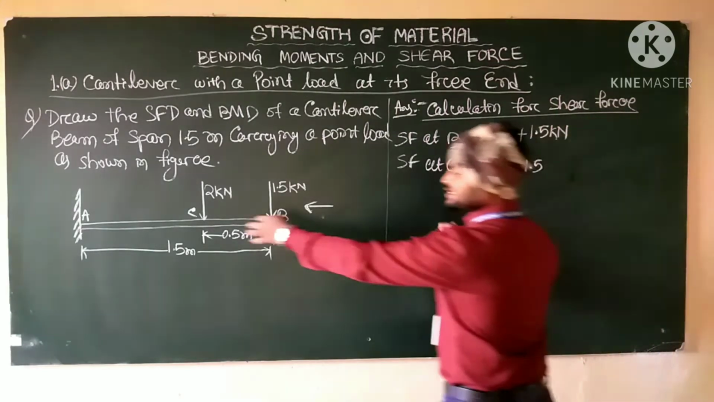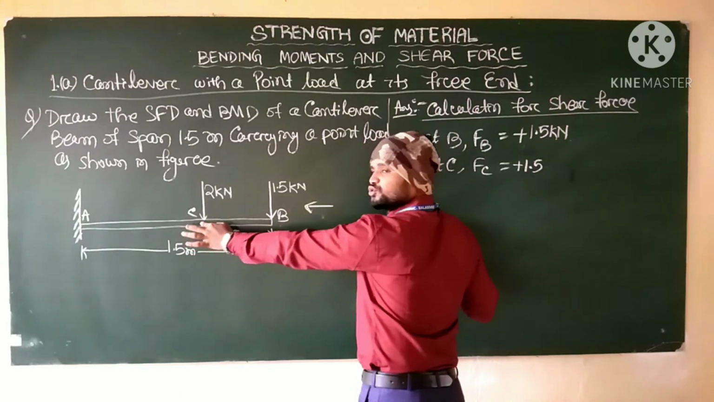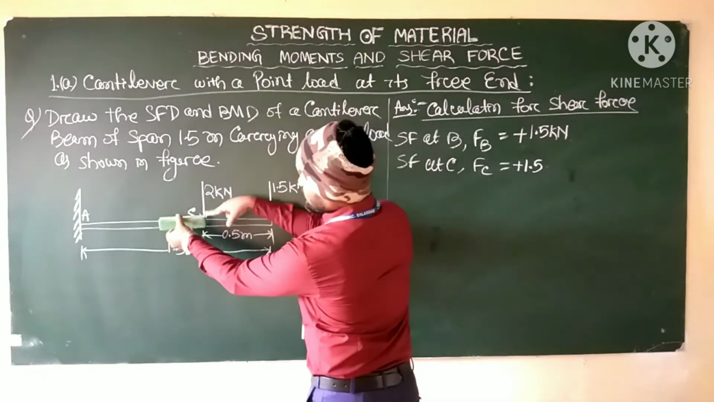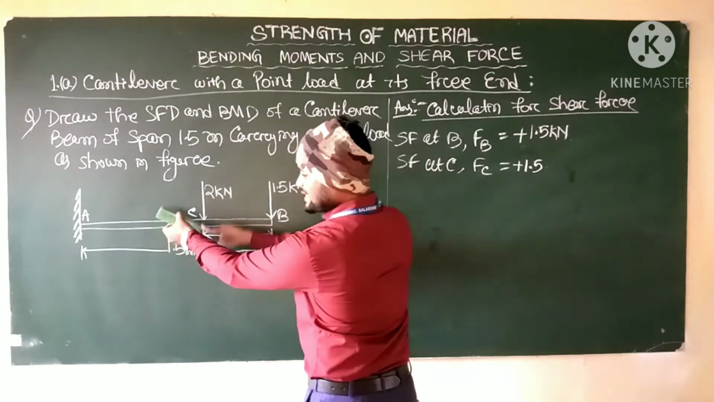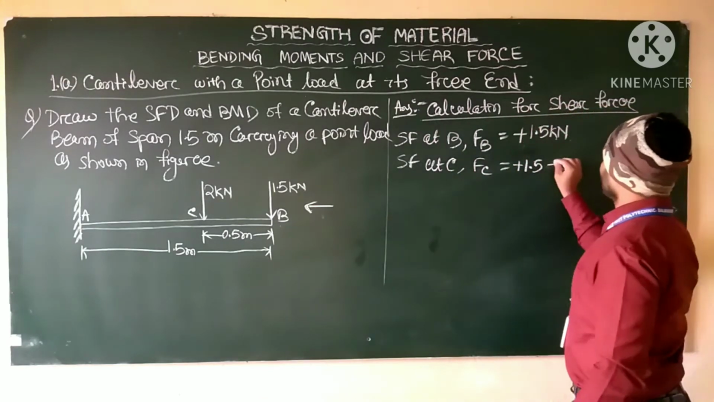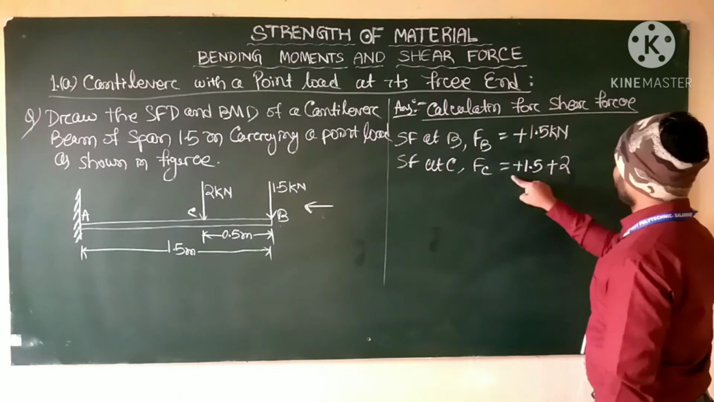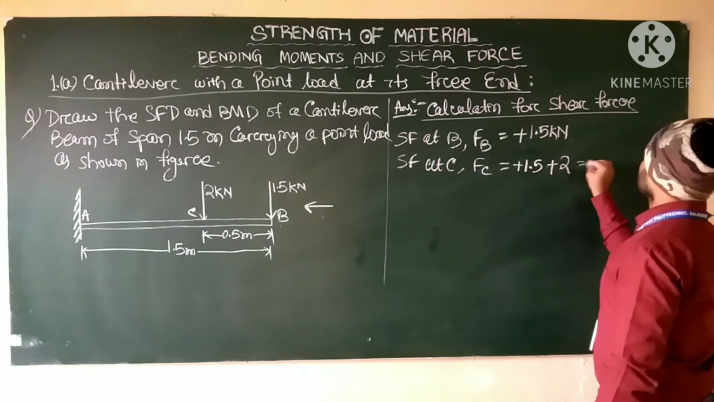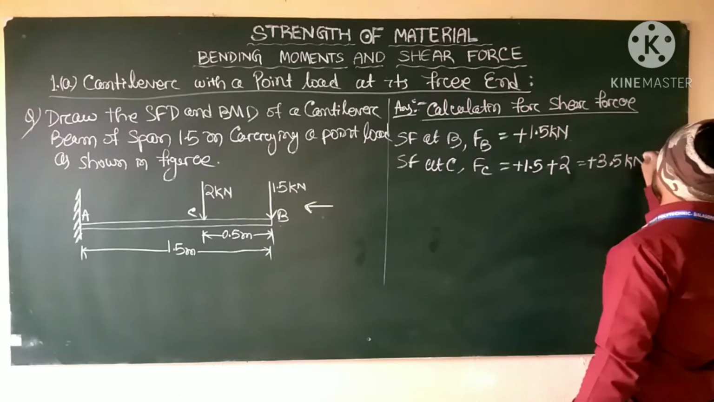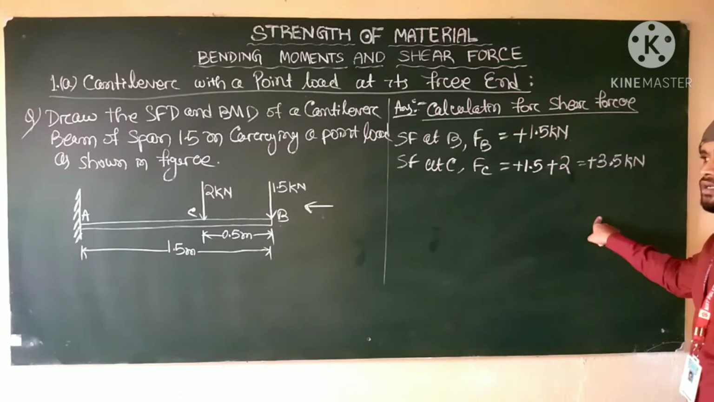Next, at point C, there is a point load, that is 2 kilonewton. So due to this point load, what will happen? This side is also downward. That means right hand side downward. If right hand side downward, then what will the sign? Positive. So plus how much? 2 kilonewton. Plus 1.5 plus 2, how much? Plus 3.5 kilonewton. At point C, we calculate the shear force is plus 3.5 kilonewton.